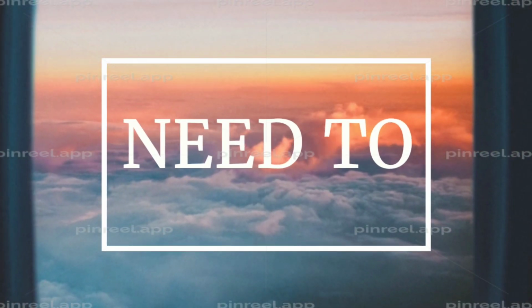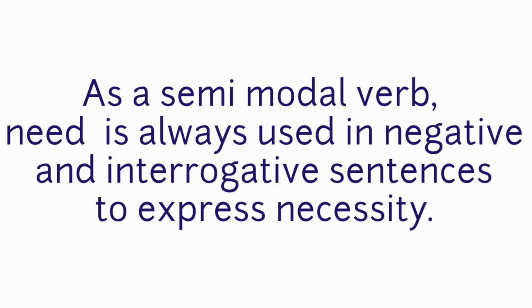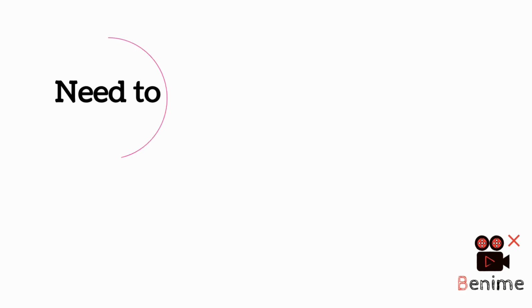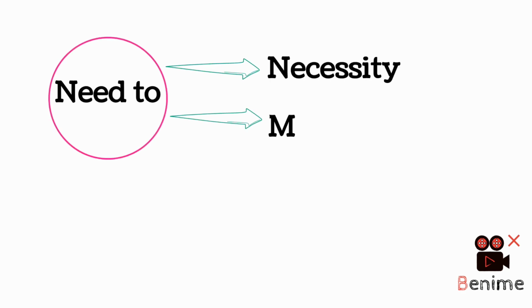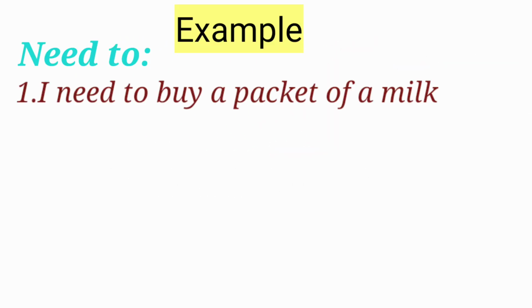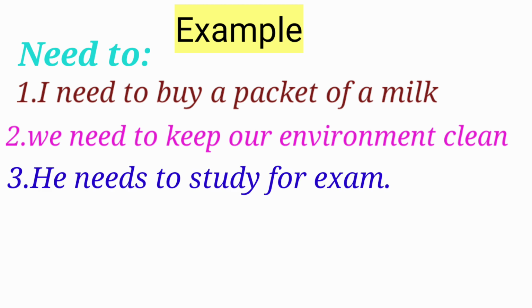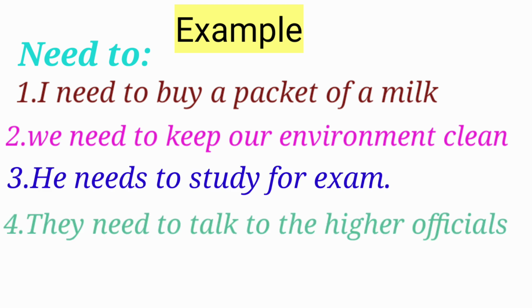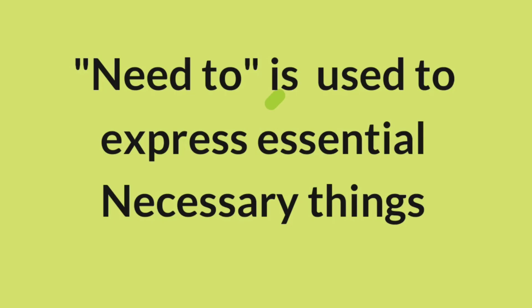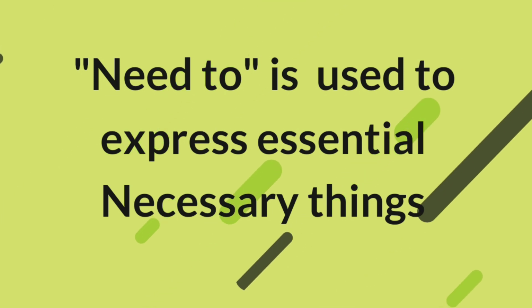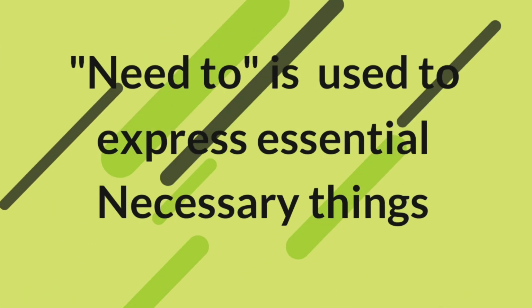Need to. As a semi-modal verb, need is always used in negative and interrogative sentences to express necessity. Need to is used to indicate necessity, moral obligation. For example, I need to buy a packet of milk. We need to keep our environment clean. He needs to study for the exam. They need to talk to the higher officials. You need not wait for me. Thus, need is used for expressing our essential and necessary things.